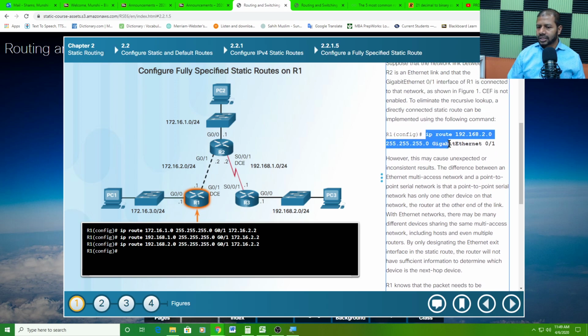So look at it here. This is a static route that is fully specified. This one is IP route, the destination network, subnet mask, and this one is just saying which interface to go out. Okay.